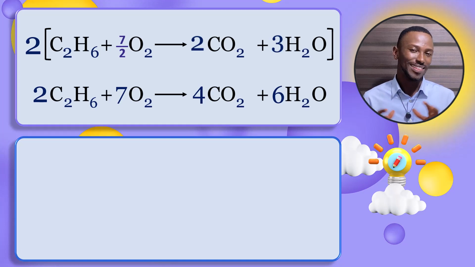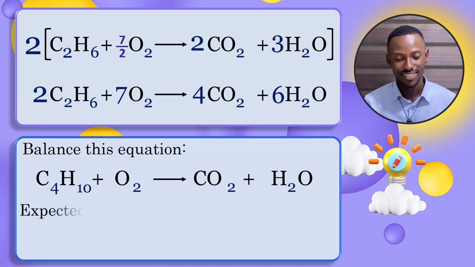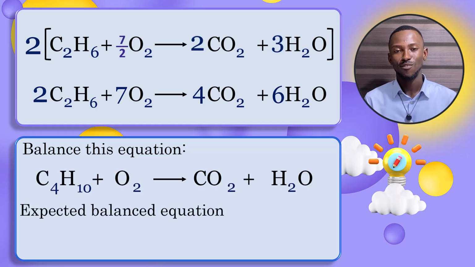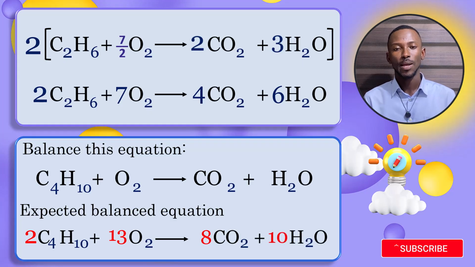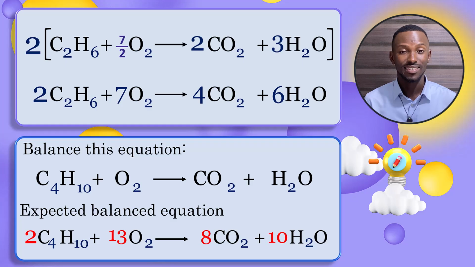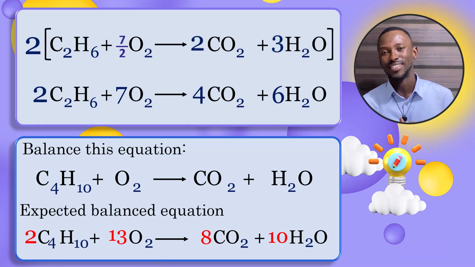So now that you know the steps involved in balancing this kind of combustion reaction, try your hands on this. The expected answer for this reaction will be 2C4H10 plus 13O2 going into 8CO2 plus 10H2O. So go through the previous steps that we've used to arrive at this same expected balanced equation.